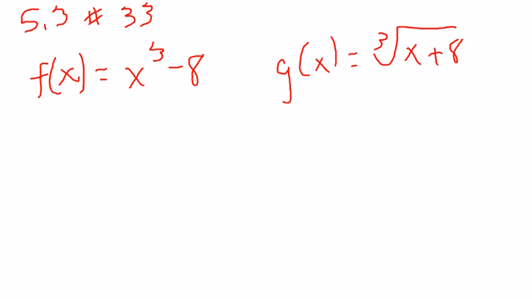Directions said to show or verify that the functions g and f are inverses by showing that f of g of x is x and g of f of x is x. I'm going to do one of them, not both, because if I do one, you should see how it applies to the other one.